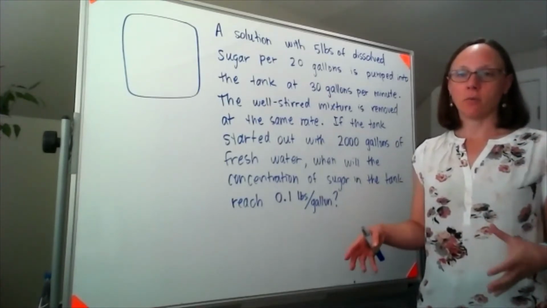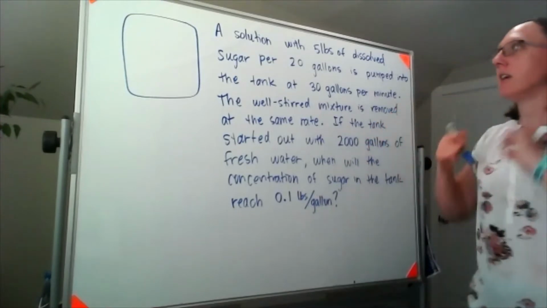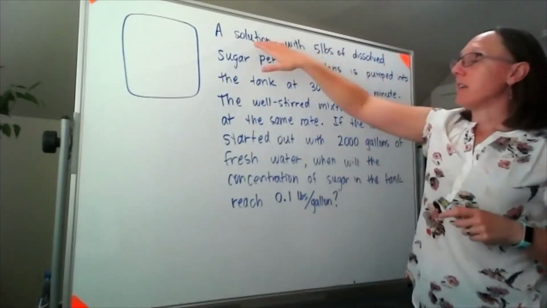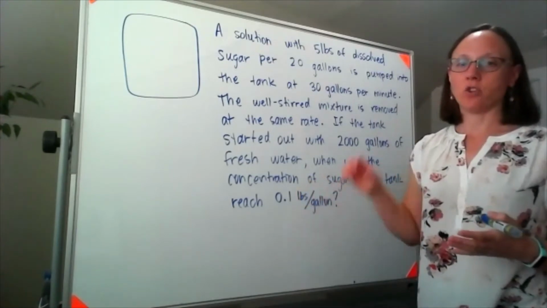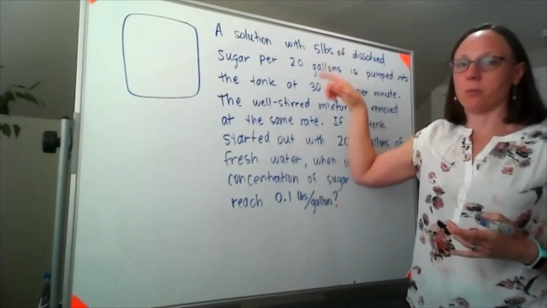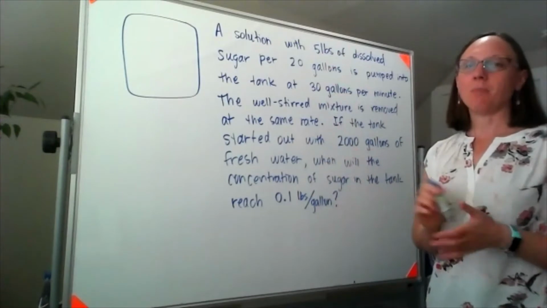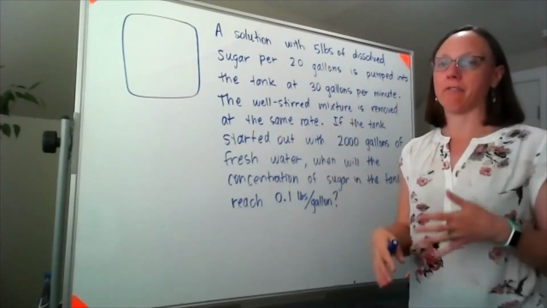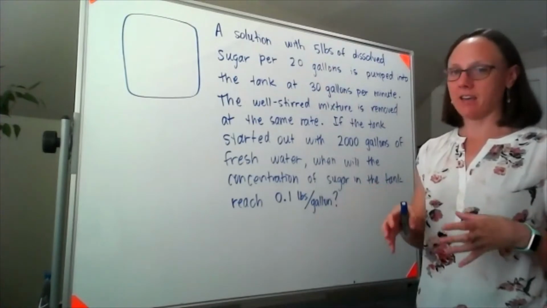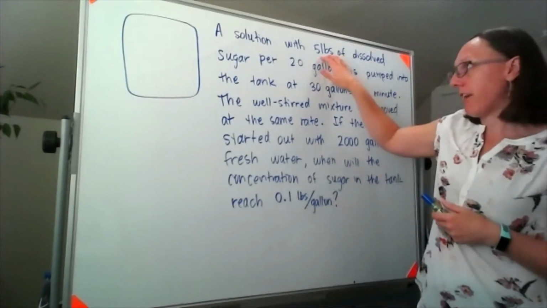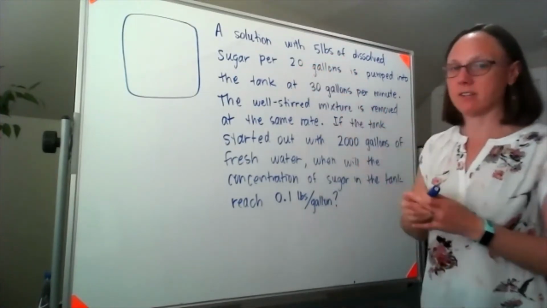Now, the first thing that I want to mention is that we started off with water, and now we're pouring in a solution that has 5 pounds of sugar per 20 gallons. That means that if we let this go forever, the highest concentration of sugar in that tank would be 5 pounds per 20 gallons.